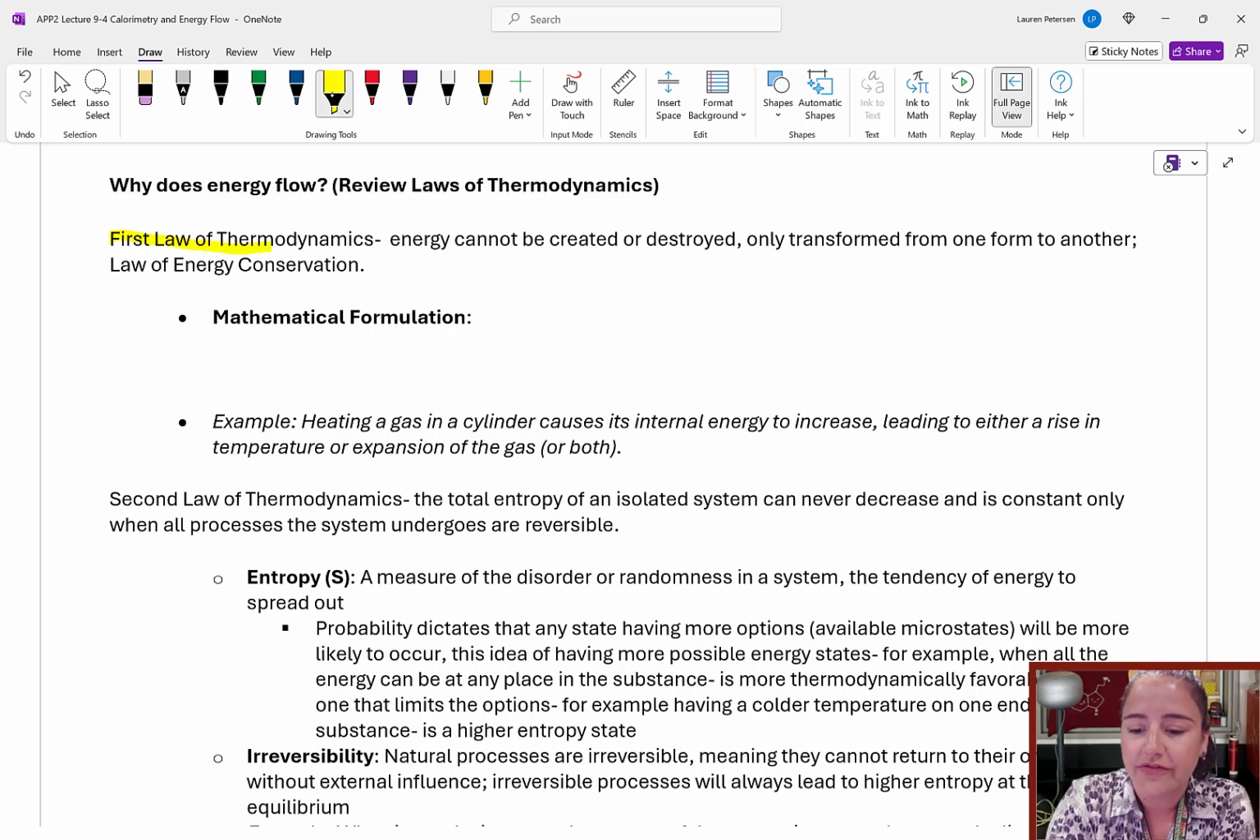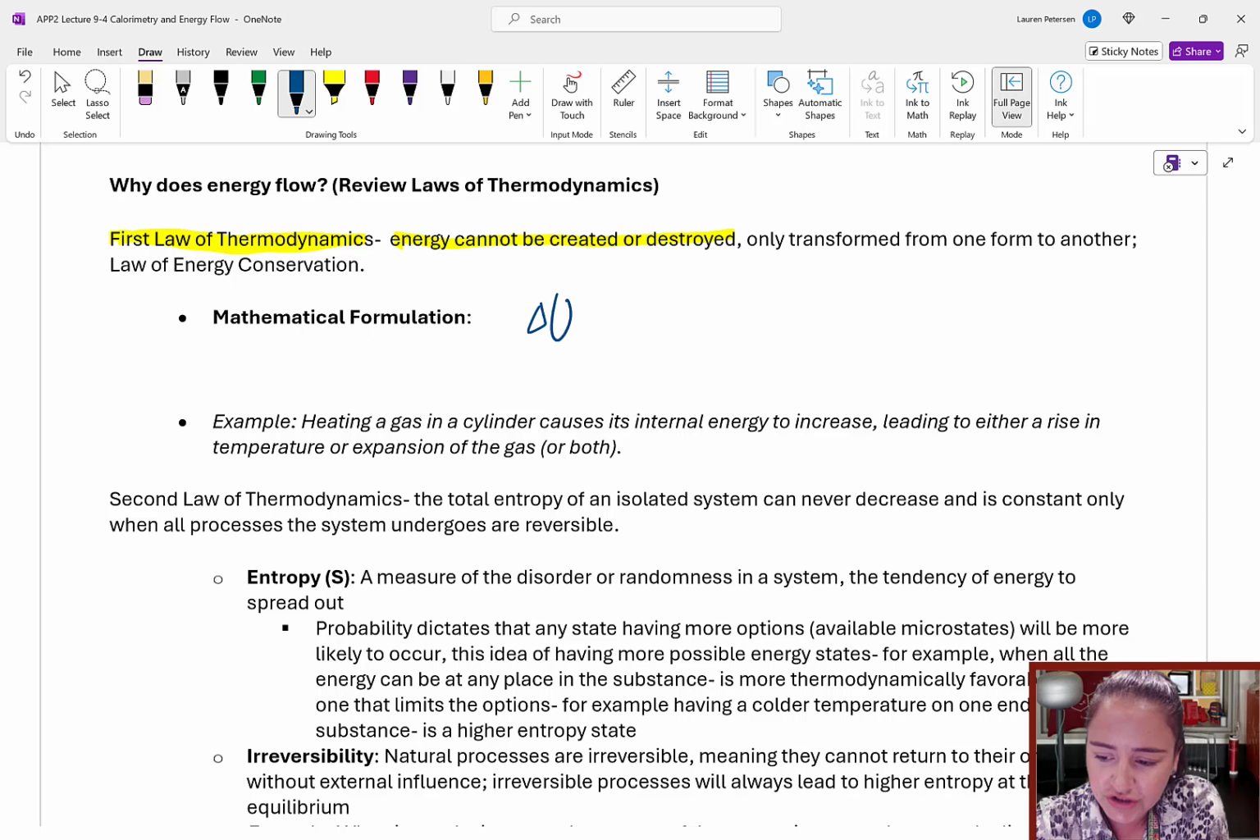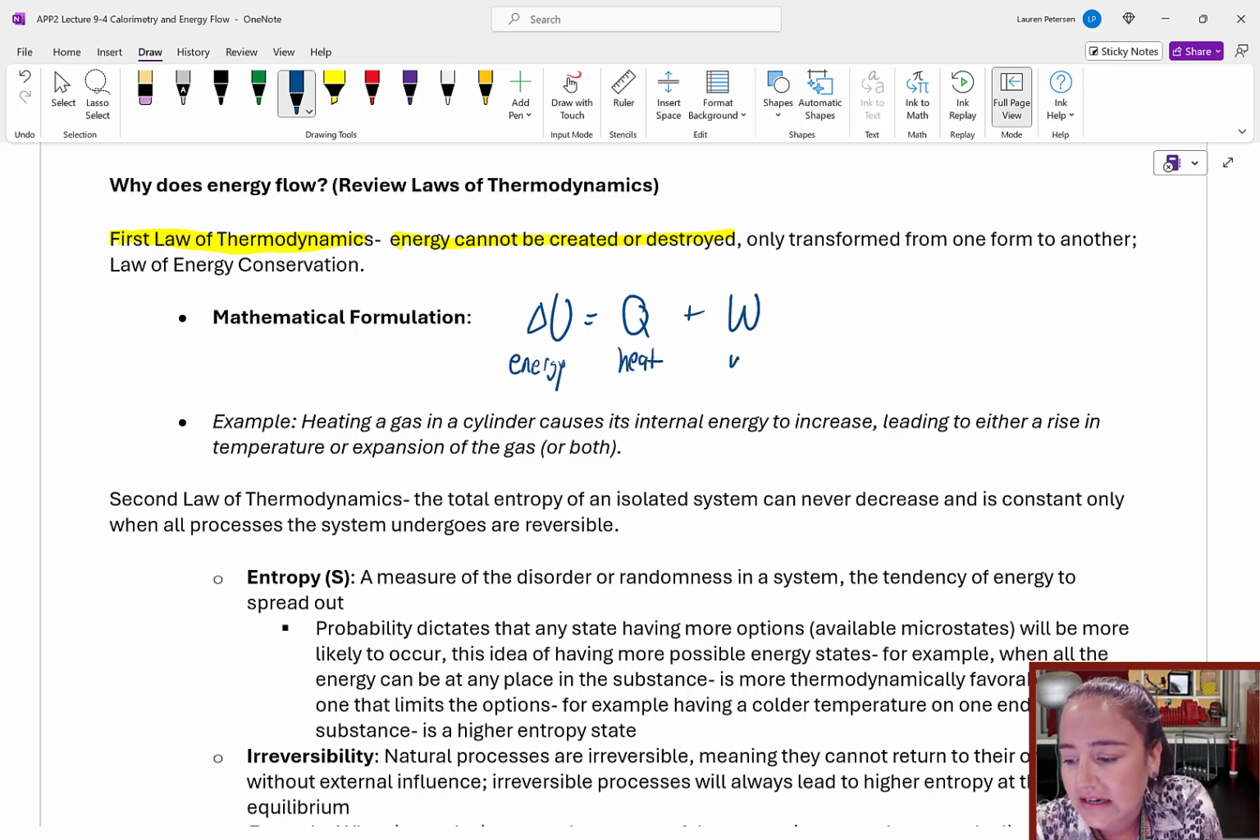So we know that the first law of thermodynamics is the one about the conservation of energy. That's the equation that we mostly talk about: change in internal energy equals Q plus W. Delta U is the energy, and we know energy comes from heat and work. So for example, if we have a gas in a cylinder, we could heat it and let it expand, or we could heat it and it would raise its temperature. It could also be doing both at the same time.